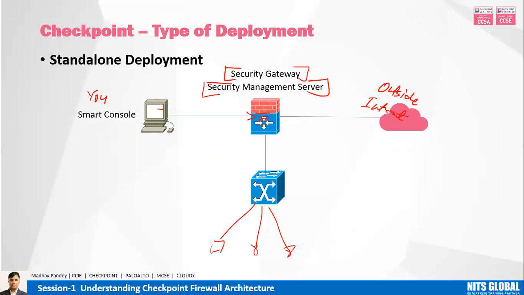That means a single box will have the entire configuration, but there is no redundancy. Now if your single box fails, in the same box you have the configuration, the same box has everything. So if your central box fails, that means you lose everything. All right, so that is your standalone deployment. Now we are going to see how to deploy this setup.